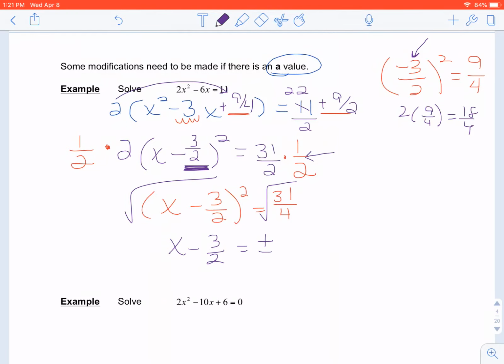And look here, we have the square root of 31 and the square root of 4. When you have a square root of a fraction, really it's the square root of the numerator over the square root of the denominator. Well, the square root of 4 works out really nicely to be 2. So finally, our answer would be 3/2 plus or minus the square root of 31 over 2.